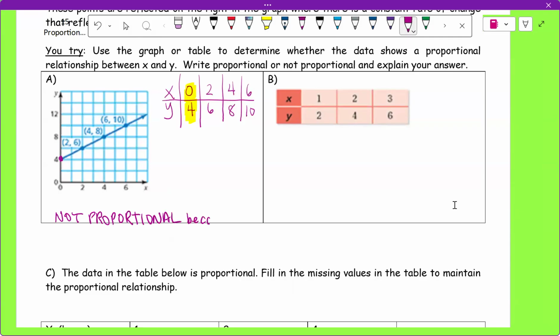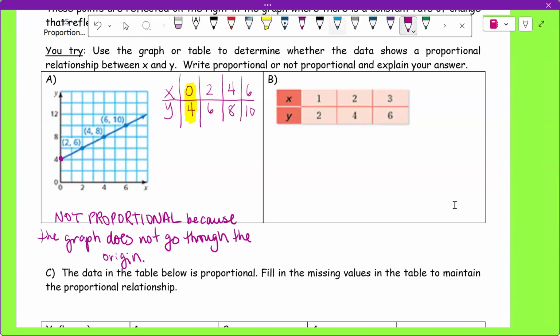Because the graph does not go through the origin. And that's enough.